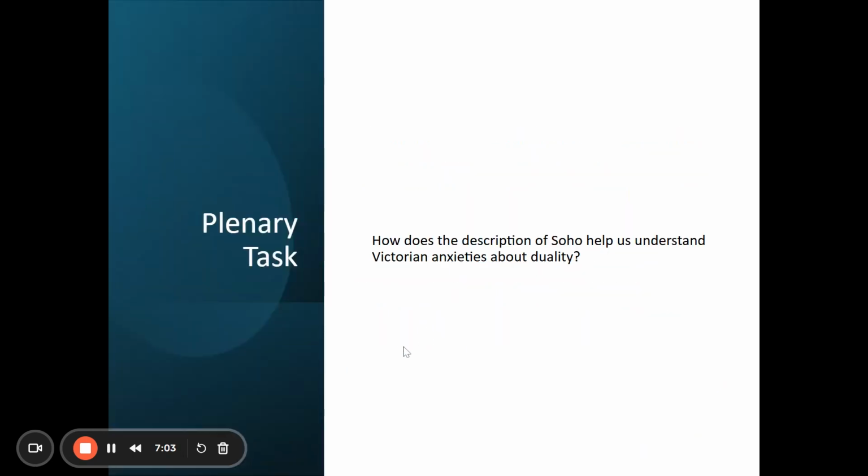So, how does this description of Soho help us to understand Victorian anxieties about duality? Please take a moment to note down that question. Then I'm going to go through the extract and, as always, a model answer.